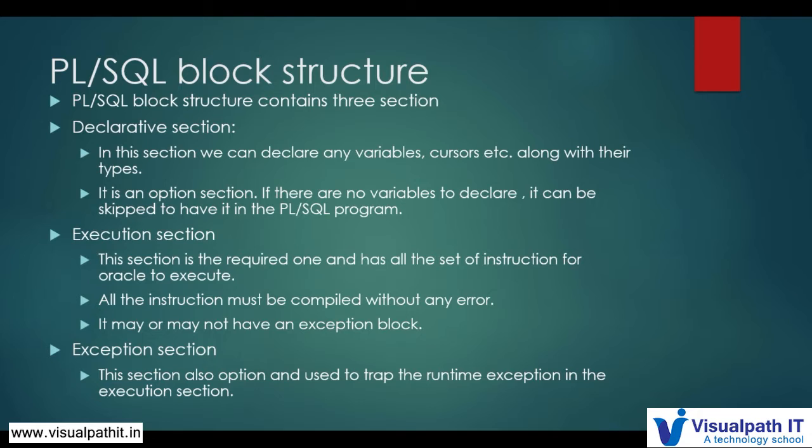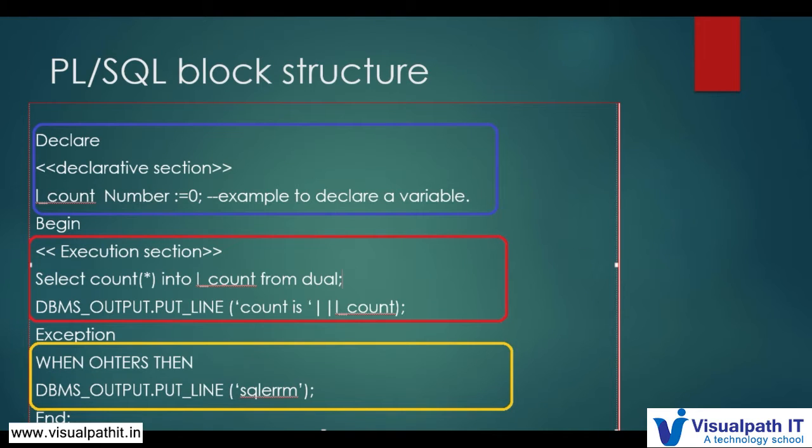Okay, right. So now we have understood what is the declarative section, what is the execution section, and what is the exception section. These three sections are the core of PL SQL programming. One must understand these sections fully, where to use which section, which one is optional, which one is the required one. So you better know all these fundamental things about PL SQL block structure. So moving on, this is the PL SQL block structure.